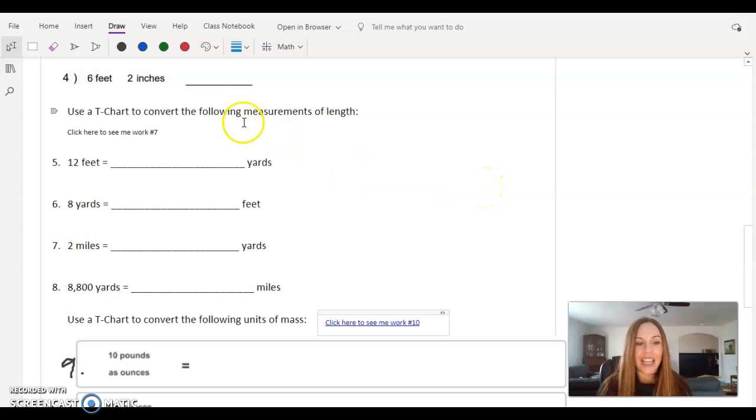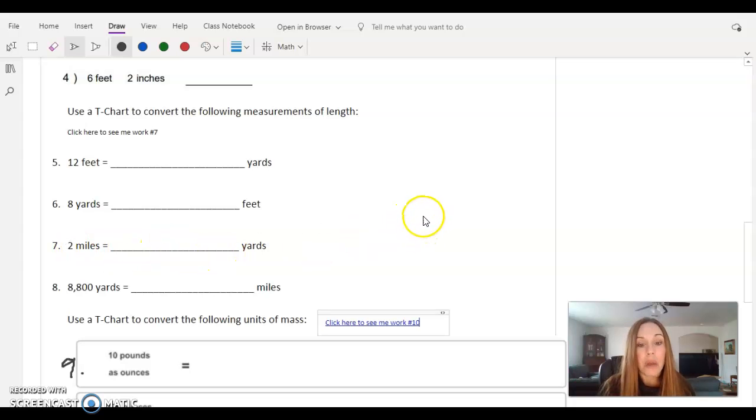Okay, let's take a look at some more examples. So on Friday and then the first few you did, you were mostly dealing with feet and inches. So let's deal with a little bit bigger measurement. Let's deal with miles. How about that? So we're going to do number 7 together. 2 miles is equal to how many yards?